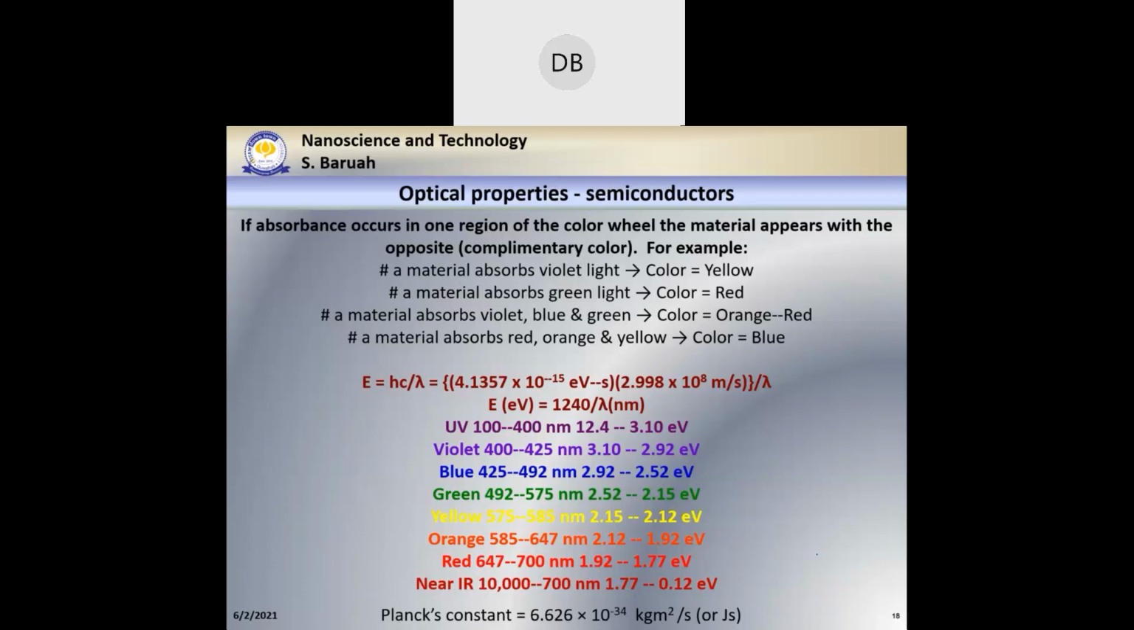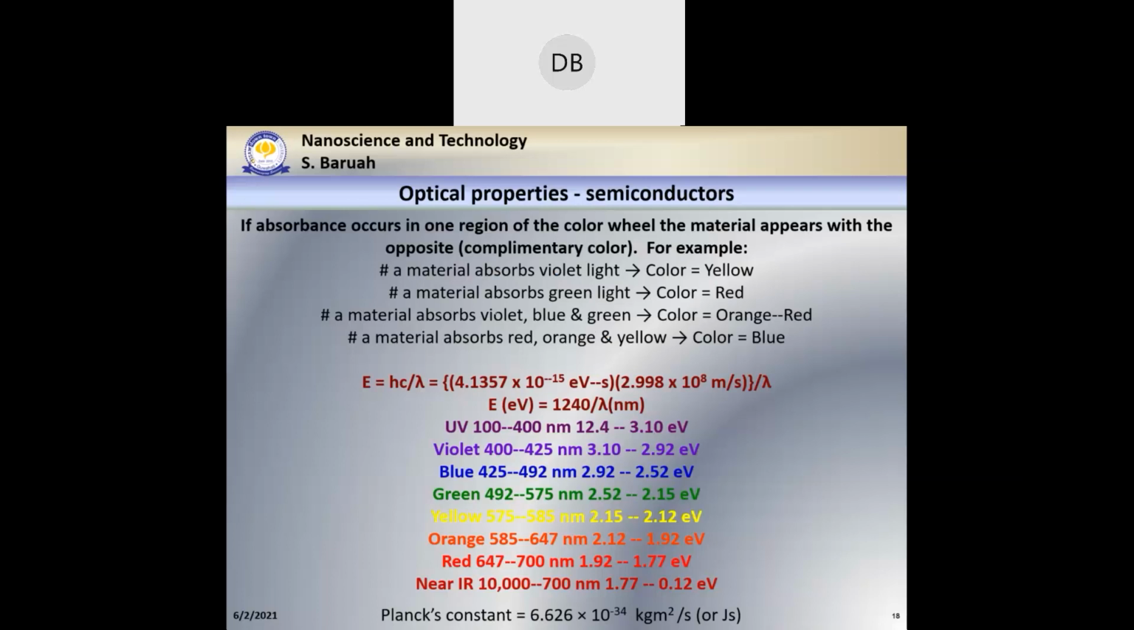Just what I was saying, that if a material absorbs, we get the complementary colors. That means the major color that is absorbed, what you see will be a complementary color. Suppose the material absorbs violet light, you will see a complementary yellow light. A material absorbs green light, you will see it more in a reddish way. That means we see that gold nanoparticles are red in color. That means at that size range, it is actually absorbing maximum of the green light, because these are the dominant colors.